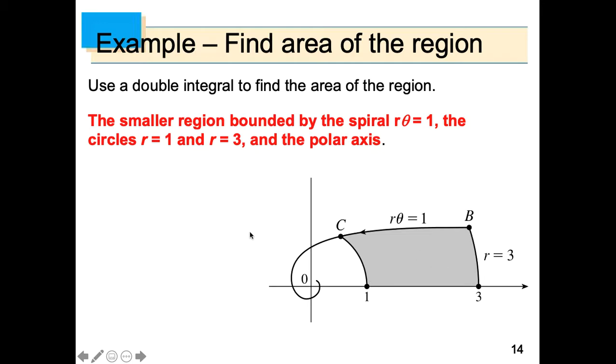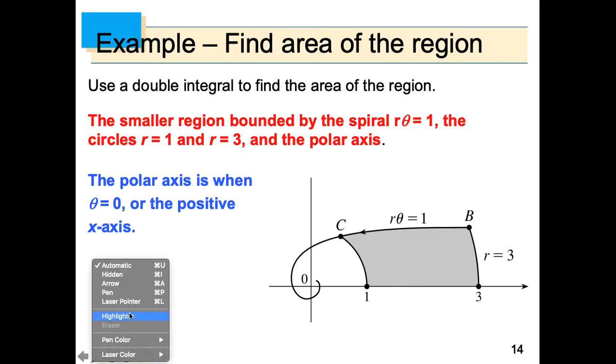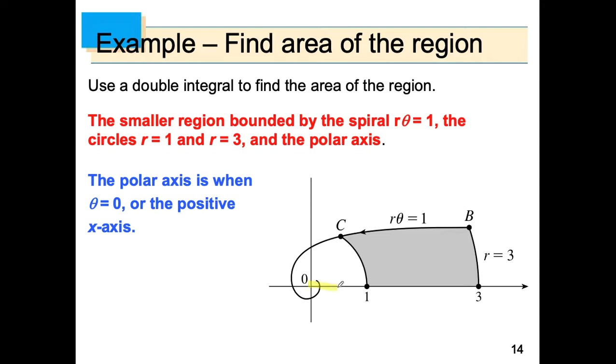We're cutting it off here because we are also being bounded by the polar axis. The polar axis is when theta is 0, or the positive x-axis. The polar axis is basically this here. It's just this portion right here, the positive x-axis, where theta is equal to 0.